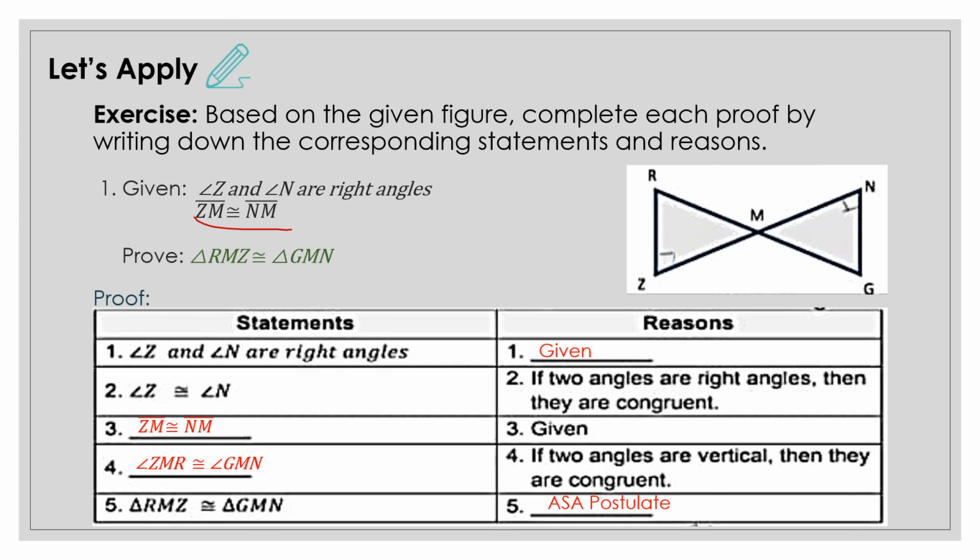Angle ZMR is congruent to angle GMN. So this is congruent to this, and this one is also congruent to this. So look at our illustration. We have here angle, side, angle. So can we prove that triangle RMZ is congruent to triangle GMN? Yes, by angle-side-angle postulate.